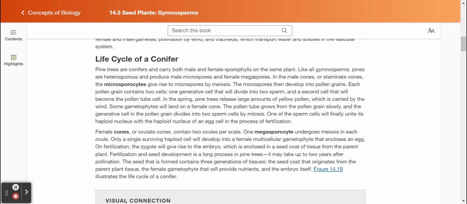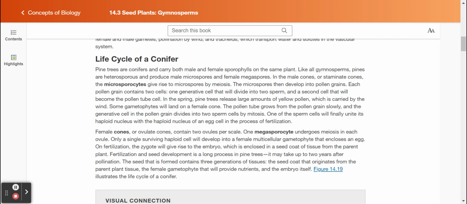Female cones, or ovulate cones, contain two ovules per scale. One megasporocyte undergoes meiosis in each ovule. Only a single surviving haploid cell will develop into a female multicellular gametophyte that encloses an egg. On fertilization, the zygote will give rise to the embryo, which is enclosed in a seed coat of tissue from the parent plant. Fertilization and seed development is a long process in pine trees. It may take up to 2 years after pollination.